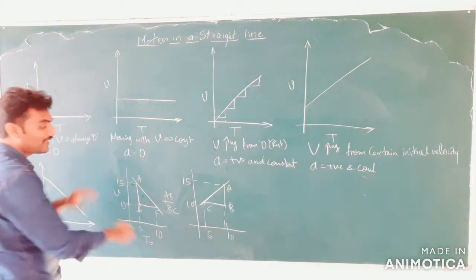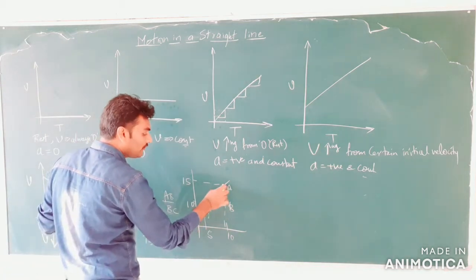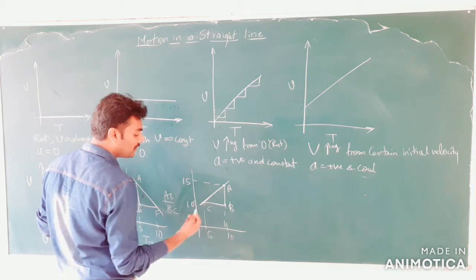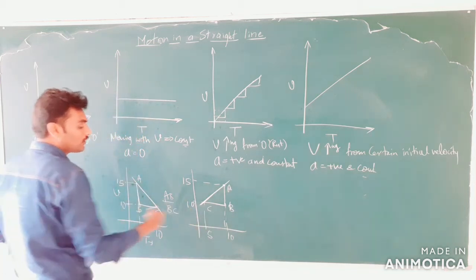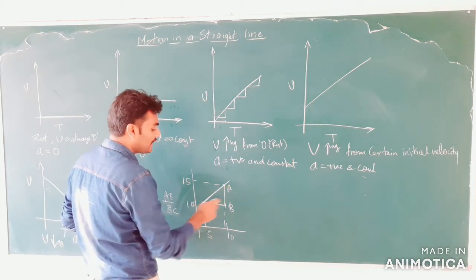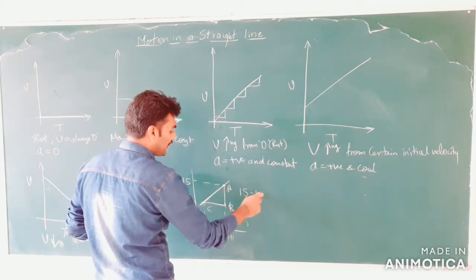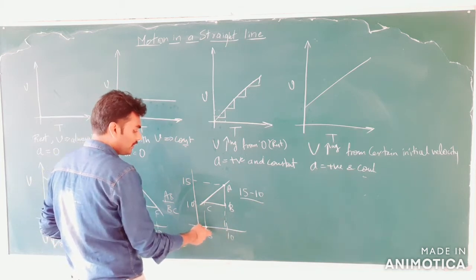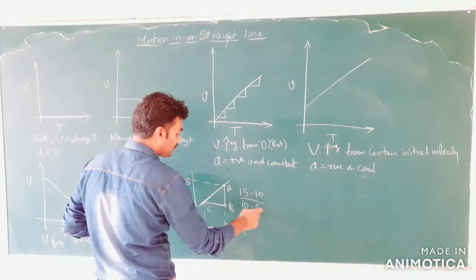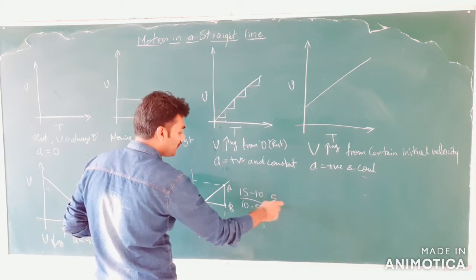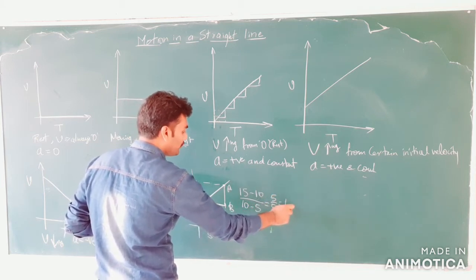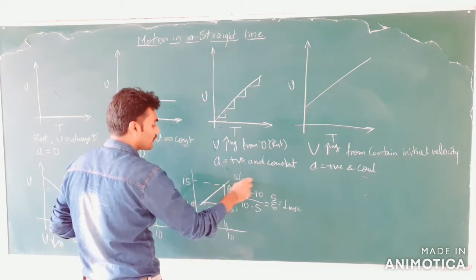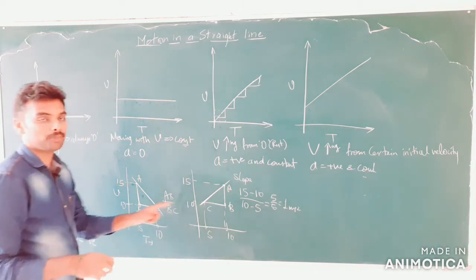When I take AB here, I take final point minus initial point, or final value minus initial value. So it is going to be 15 minus 10 divided by, once again, final value minus initial value, which is 10 minus 5, which will give us 5 by 5, 1 meter per second squared. So this is the slope of this graph, positive plus 1.